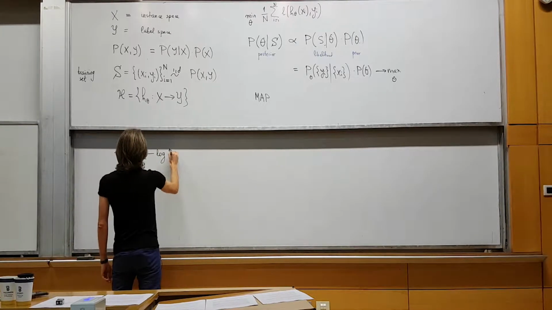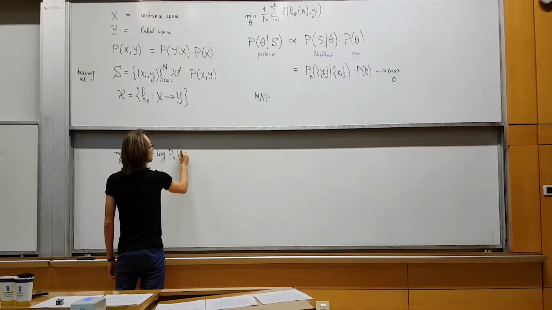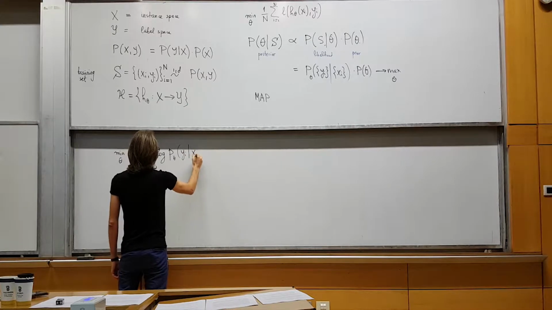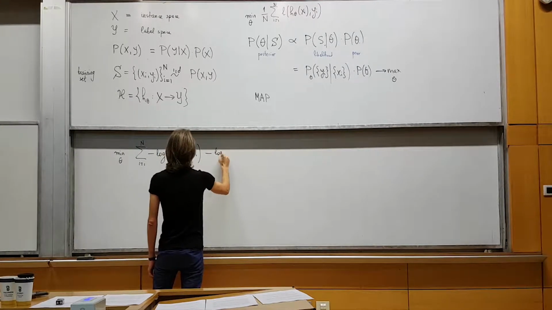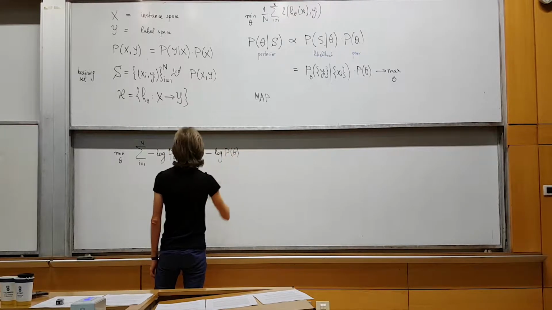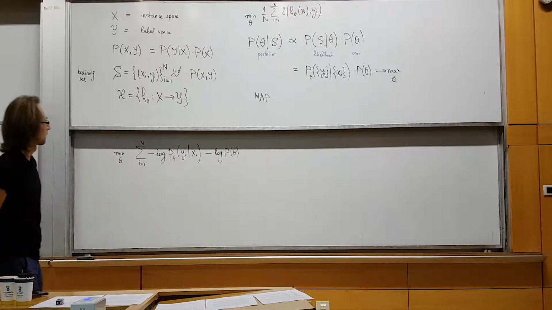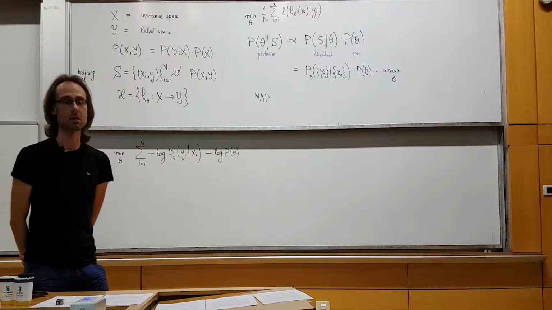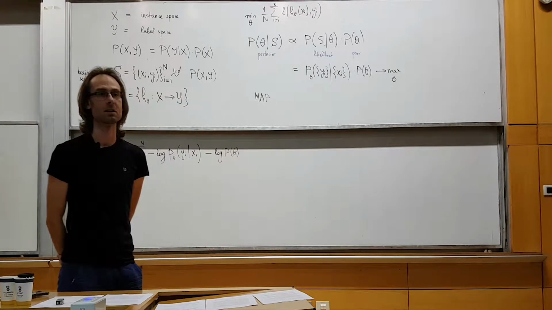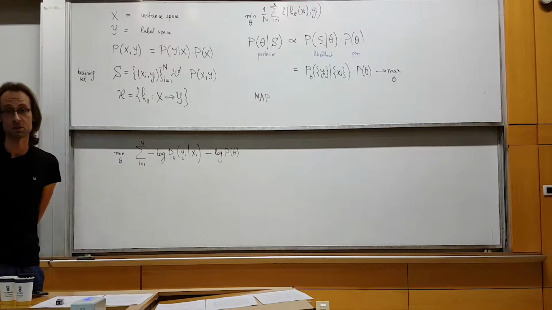it's p theta of yi given xi, minus log p theta. Okay? And I can think of this as my loss that I'm minimizing. Okay, so if I'm in the business of minimizing the loss function, this is a loss function, right?